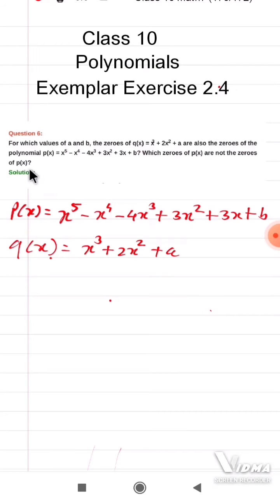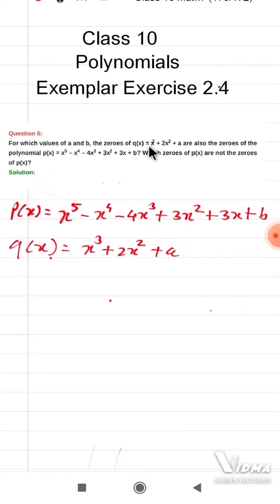So let us see, we have been given two polynomials: p(x) of degree 5 and q(x) of degree 3. The question asks when the zeros of q(x) are the zeros of p(x). That means q(x) must be a factor of p(x), so when we divide p(x) by q(x), the remainder should be 0. This gives us the idea that we must divide p(x) by q(x).